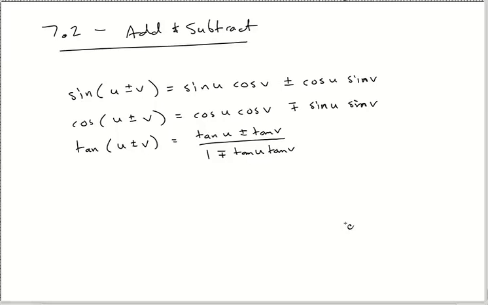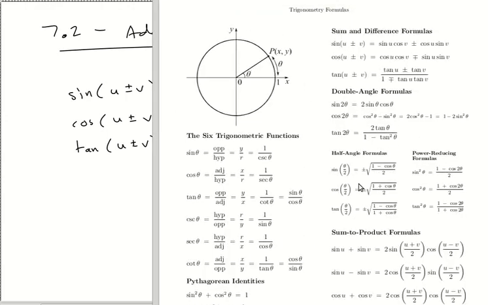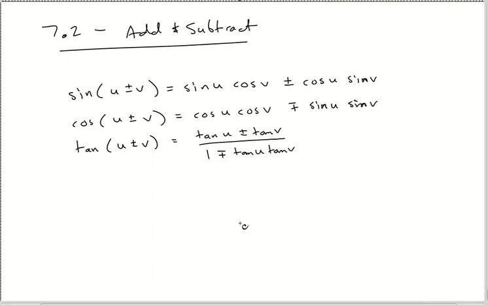Hello everyone, this is a video lecture for Pre-Calculus Chapter 7.2, Add and Subtract. Addition and subtraction rules. So I'm going back to the trig identities, and in particular, we're looking at this sum and difference section right there. So add and subtract. I already wrote them out here again, so this is a little bit more clear, I suppose.